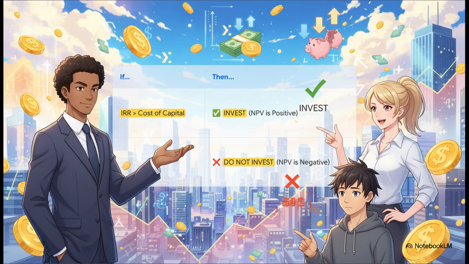And this is where it all comes together in one beautifully simple rule. If your investment's performance score, the IRR, is higher than the market's passing grade, the cost of capital, you invest. It's a go. You're beating the market. If it's lower, you don't. It's that simple. And in our case, a 36.5% IRR just obliterates the 7.5% benchmark. That's not just a good deal, that's a home run.